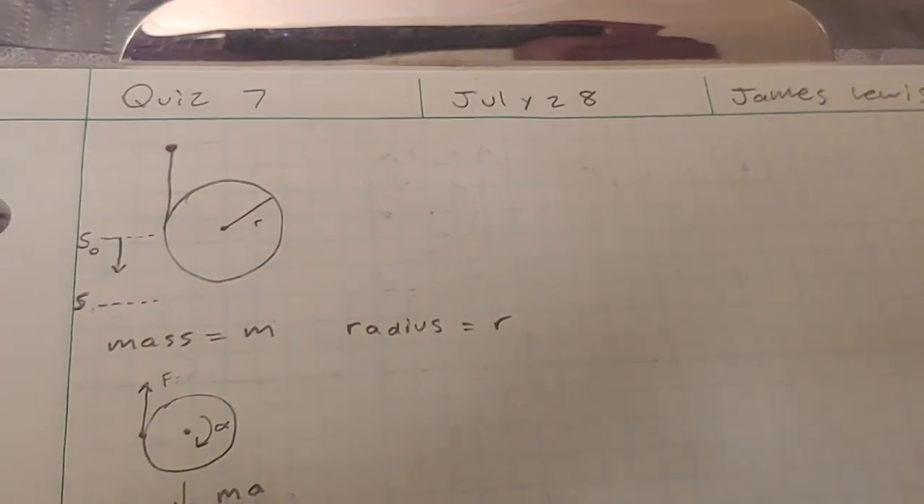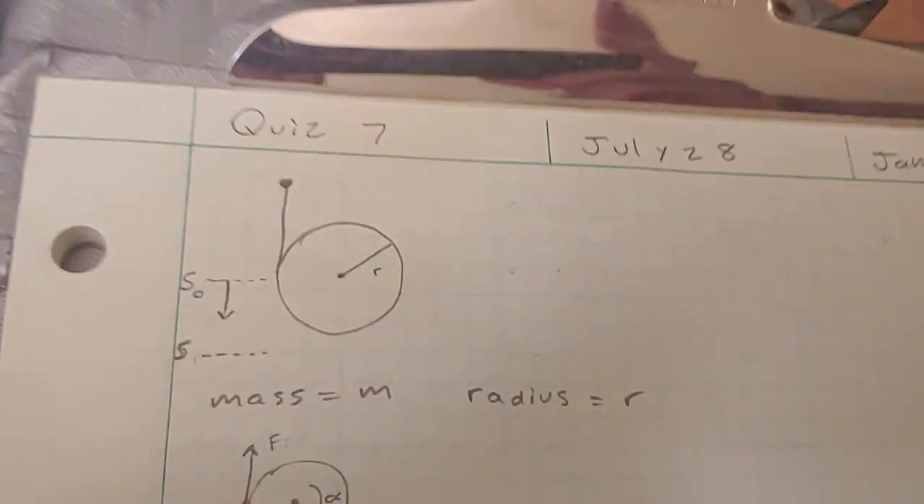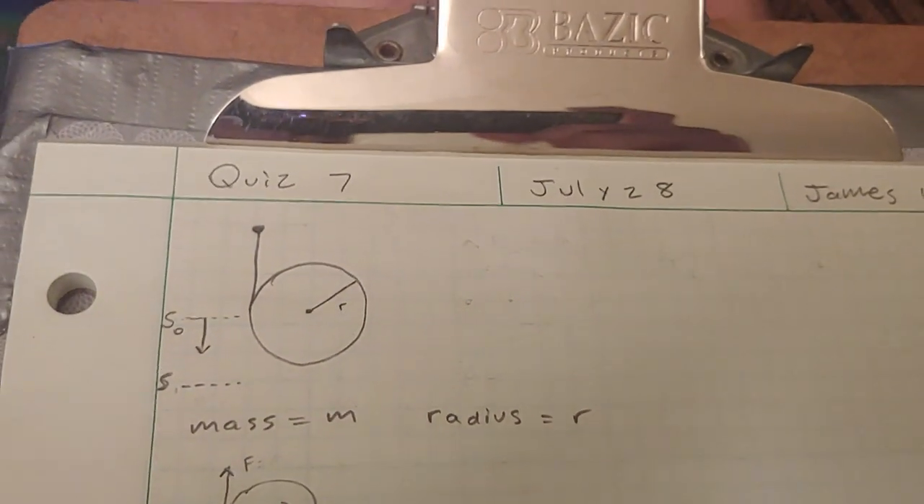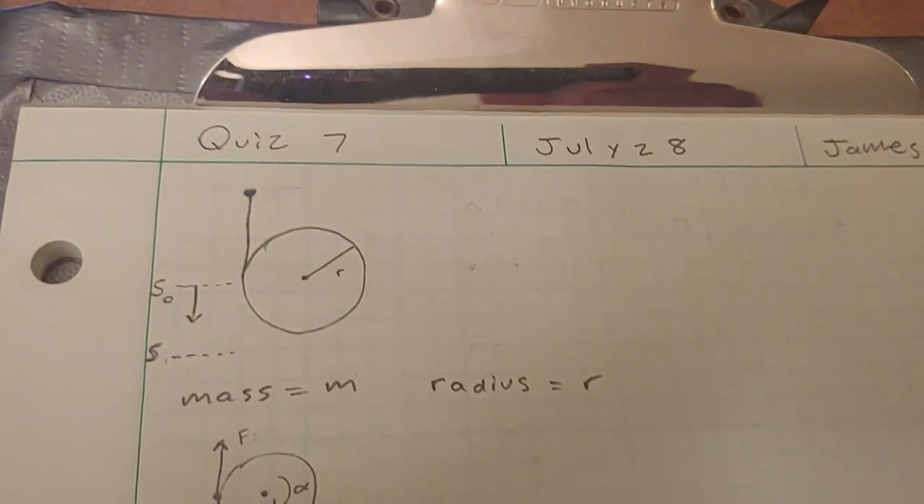This is quiz number 7. This is July 28th. James Lewis, that's me. We have our rope wrapped around a disc question.